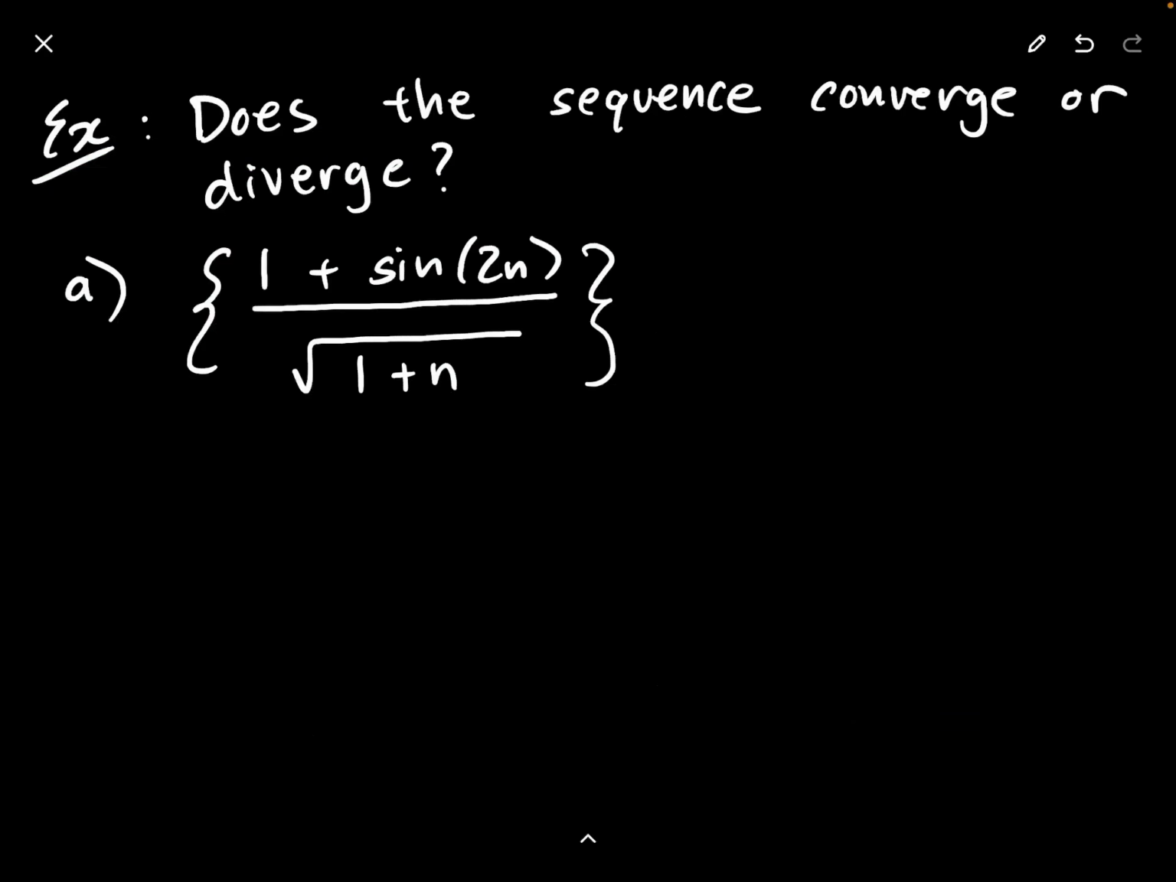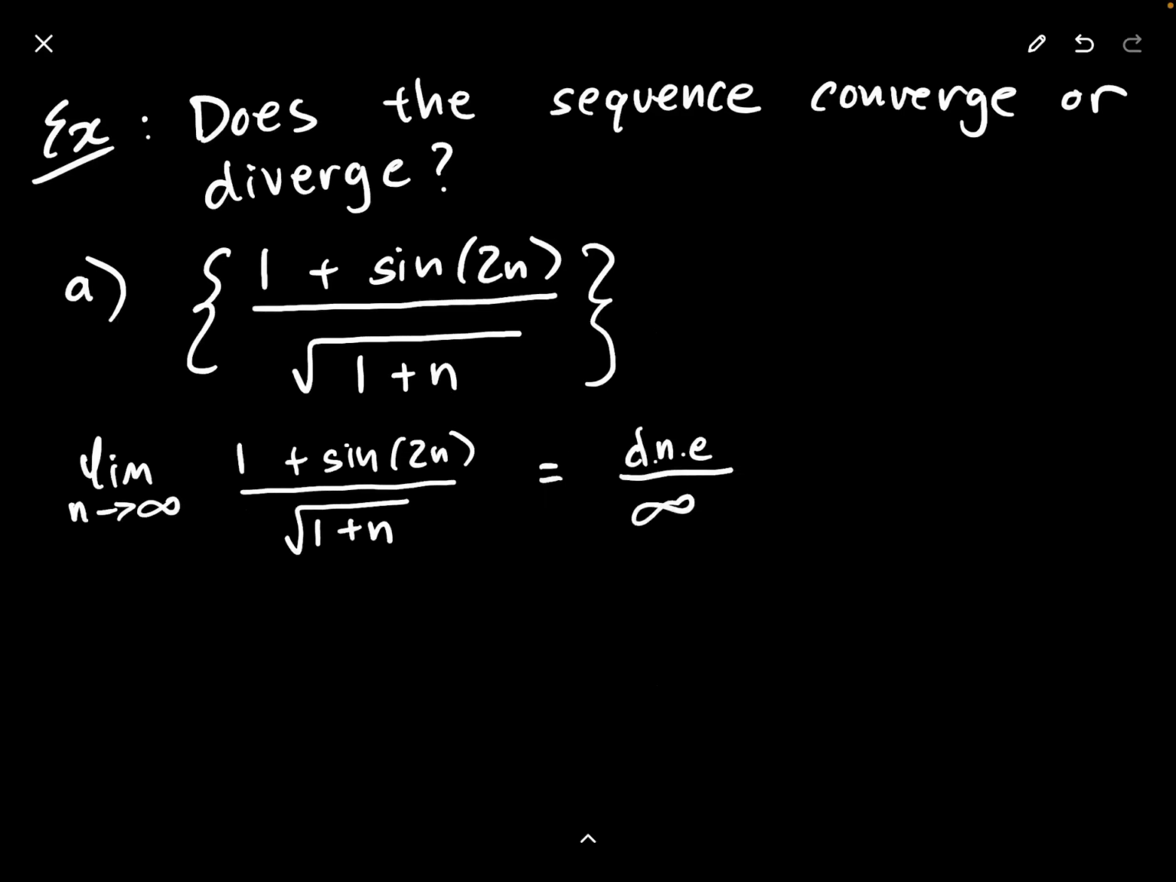In the next example, does the sequence converge or diverge? So here we have the sequence (1 plus sine of 2n) over the square root of (1 plus n). When we take the limit as n becomes large, sine of infinity does not exist. We have "does not exist" divided by infinity. But we also know that sine theta is bounded in between minus 1 and 1. So when you divide by a very large number, you should get 0.